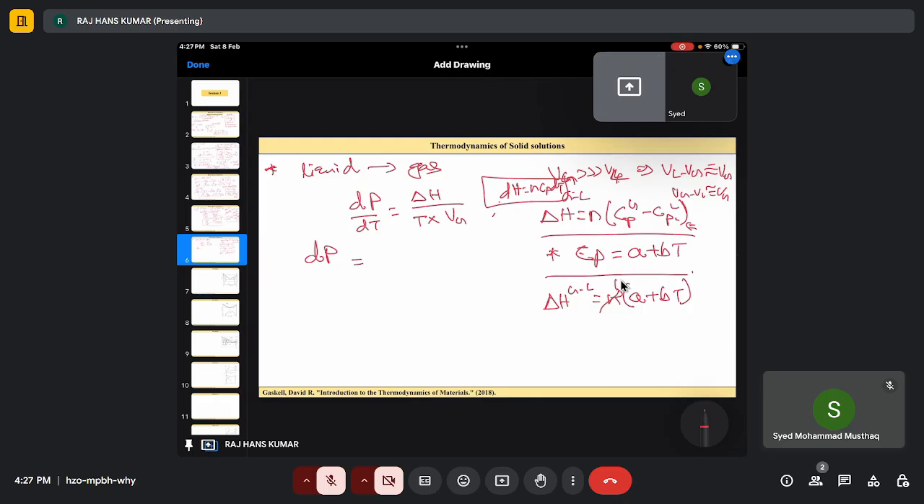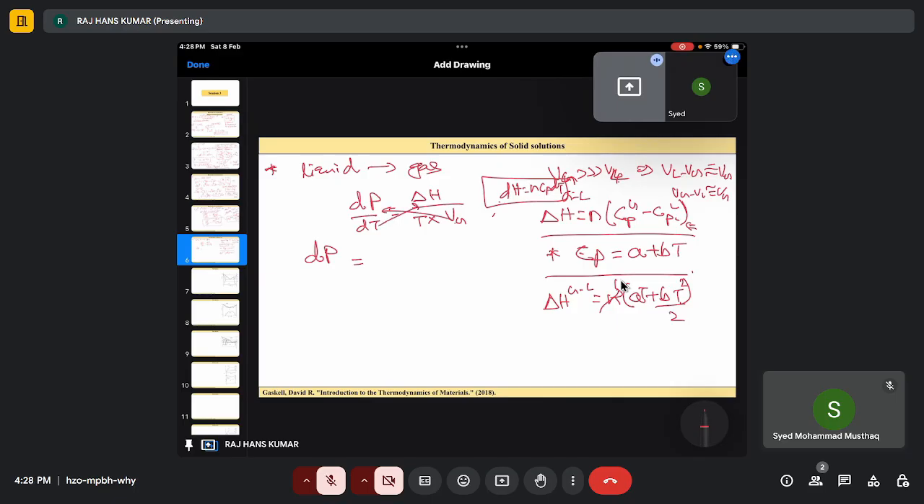Okay. Now, so if we assume Cp equals A plus BT, then delta H will be equal to AT plus BT squared by 2. Let's say after doing everything, we arrived at AT plus BT squared by 2. Now, this V can be brought to this side and dT will be brought to that side.